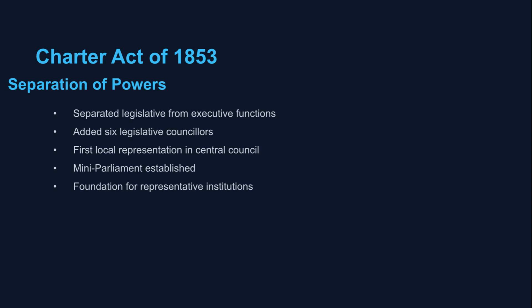The Charter Act of 1853 was the last of the Charter Acts and truly significant for constitutional history. For the first time, this act separated the legislative and executive functions of the Governor-General's Council. Previously, the same body did both. Now, the Act added 6 new members called Legislative Councillors specifically to form a separate legislative wing.